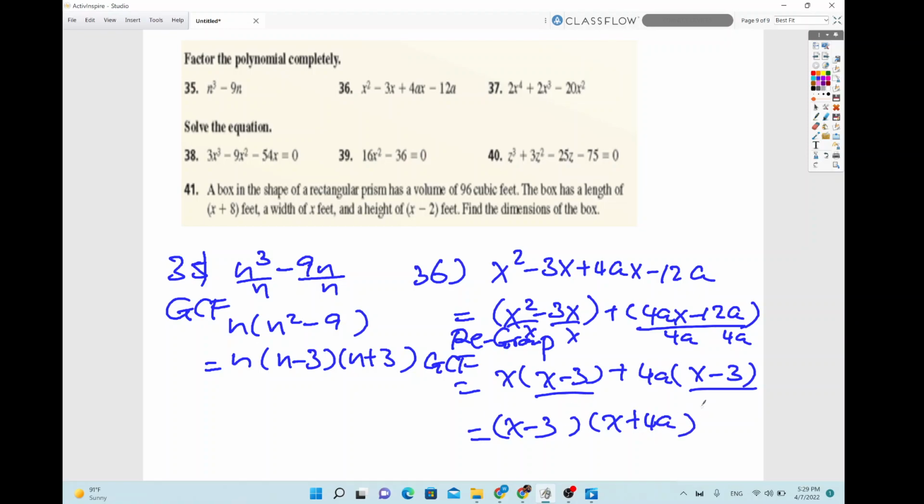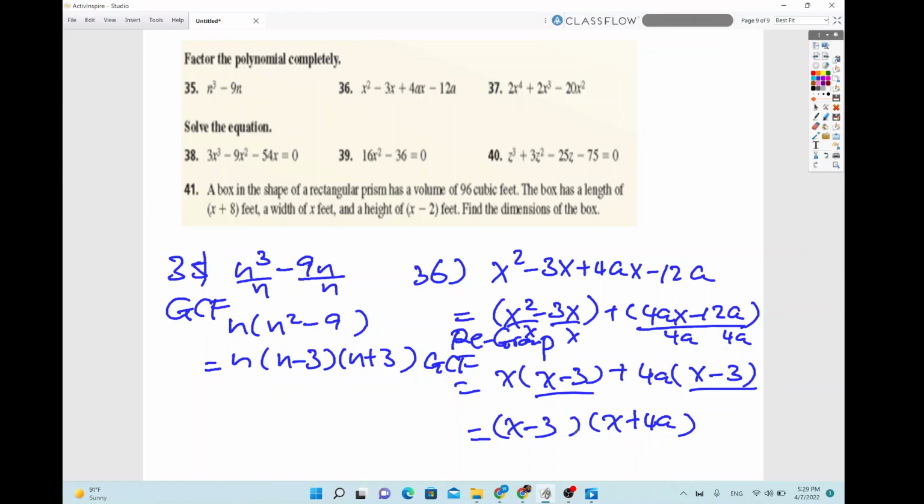So finally, the complete factorization form. There's no plus or minus between the open and closed parentheses. And then let's do the one with the higher power term.